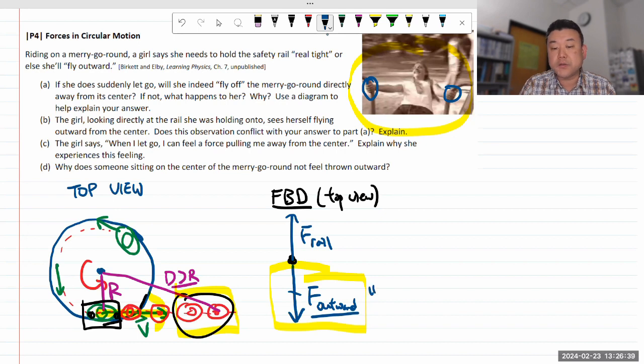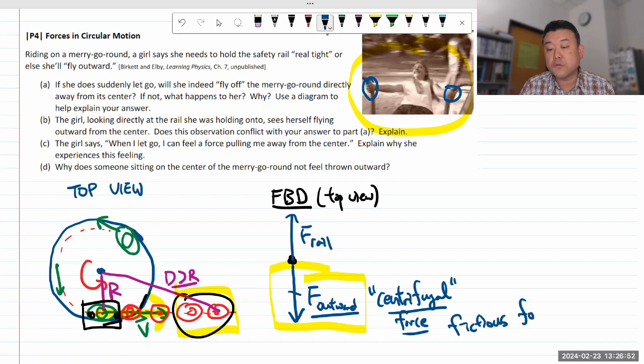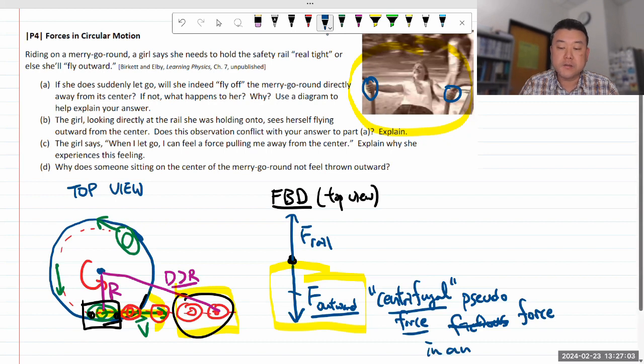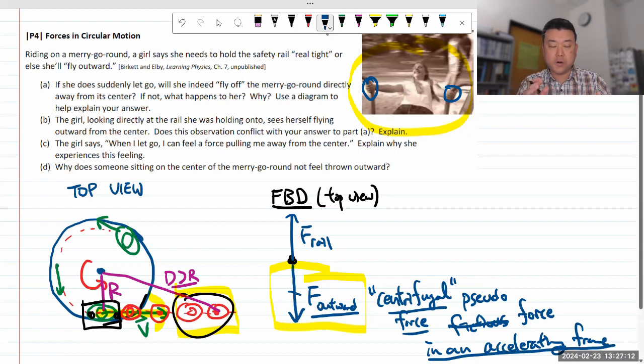And if you are tempted to answer centrifugal force, this is what we call a fictitious force or a pseudo force. I think pseudo force sometimes sounds a little bit better because it sounds smarter. I don't know. Pseudo force. That happens in an accelerating frame. And I will give a slightly longer explanation in a bit, but the rule we go by in this class is we don't analyze the physical situations in an accelerating frame.